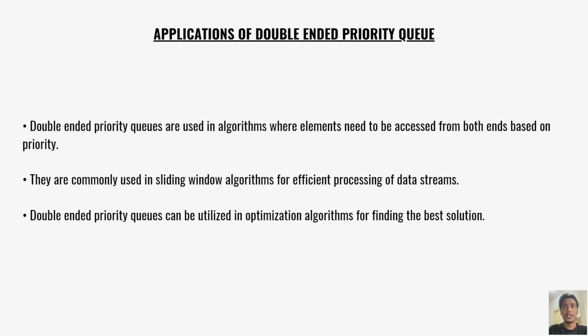Application of double-ended priority queues. Double-ended priority queues are used in algorithms where elements need to be accessed from both ends based on priority. They are commonly used in sliding window algorithms for efficient processing of data streams. Double-ended priority queues can be utilized in optimization algorithms for finding the best solution.